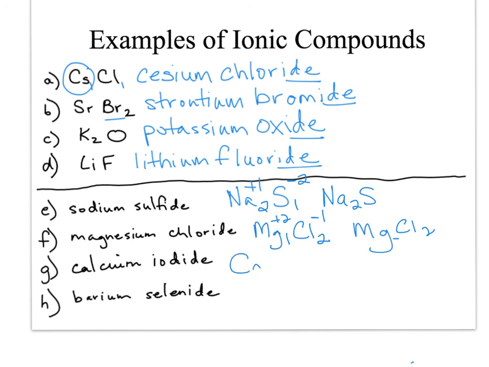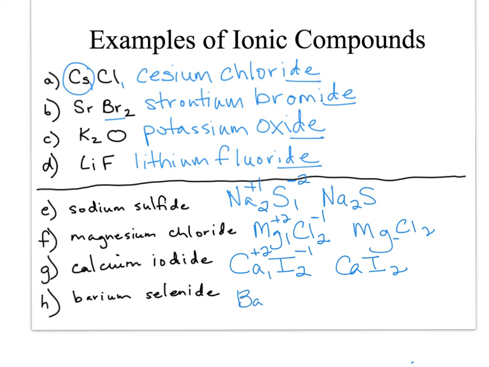Calcium iodide, that's going to be a calcium coming together with an iodine atom. Calcium has a charge of +2 because it's in group 2 and it wants to lose 2 valence electrons. Iodine is in group 7, so it has a charge of -1 because it wants to gain 1 electron. Now when I use my crossover method, that 1 from the iodine goes with the calcium, and then the 2 from the calcium goes with the iodine. So my ionic compound formula is going to be CaI2.